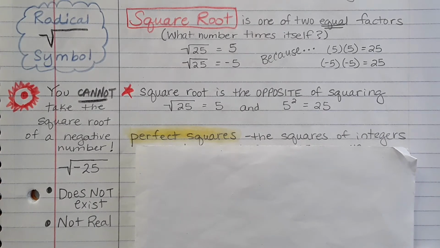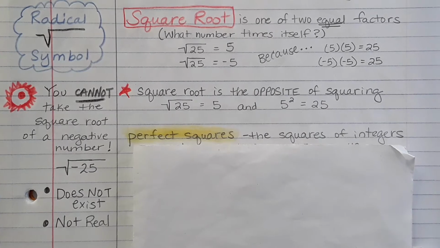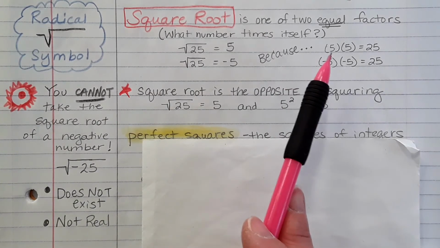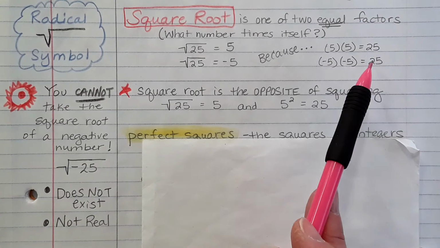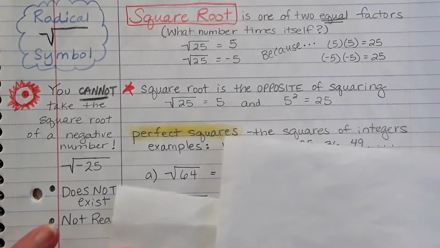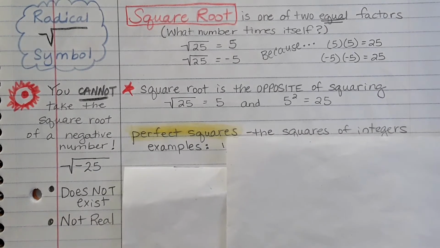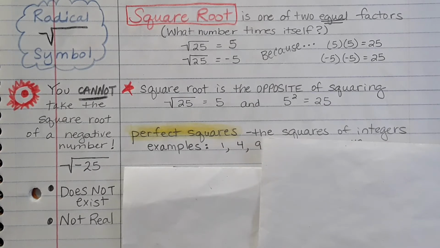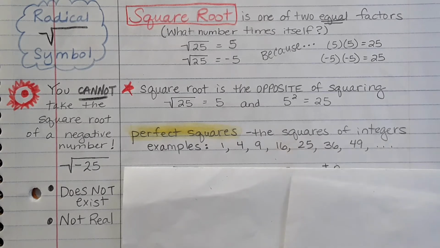Perfect squares are the squares of integers. So remember, integers are whole numbers and they're opposites. Perfect squares are the squares of them. So it doesn't matter if it's 5 squared or -5 squared. A perfect square, for example, would be 25. Here are some more examples. Let's look at how we got them. 1 squared, or 1 times 1, is 1. 2 squared, or 2 times 2 is 4. 3 squared is 9. 4 squared is 16, and so on.